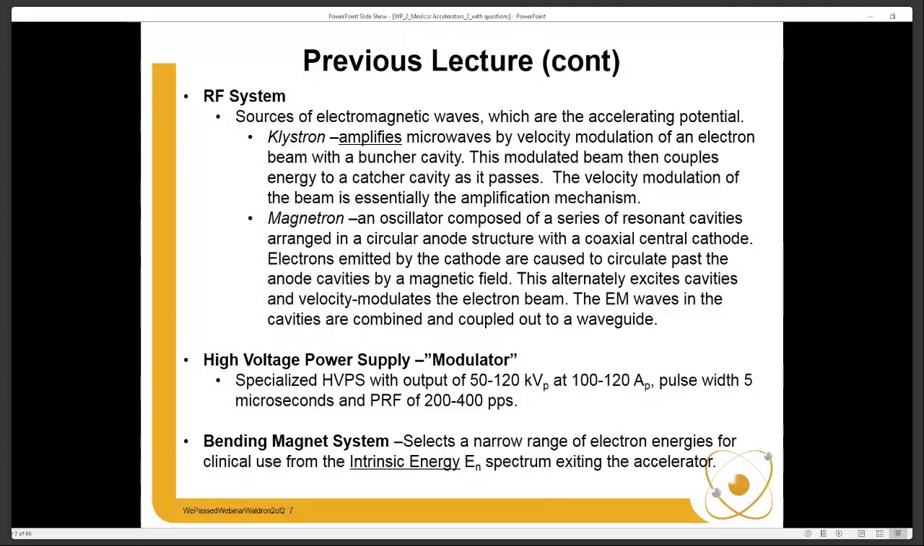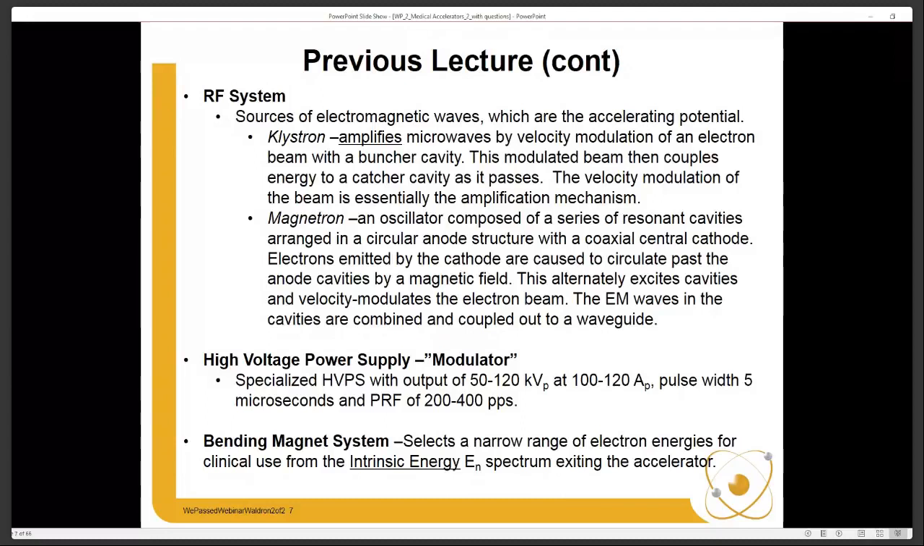Of course, we need some high voltage to operate these devices, and we have what is really just a high voltage power supply, often called a modulator. The modulator generally has an output of between about 50 and 120 kilovolts peak at anywhere between 100 and 120 amps peak. What is important is that we have a pulse width of about 5 microseconds and a pulse repetition frequency of 200 to 400 pulses per second. Now, these are kind of soft numbers. There's some variation with manufacture and design, but they're generally within this range.